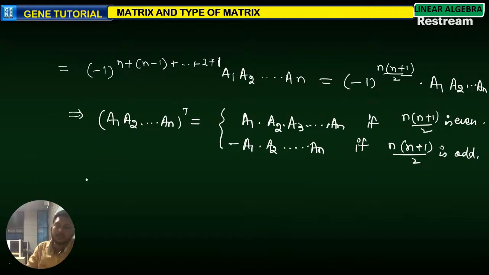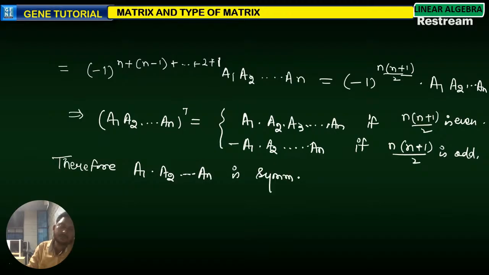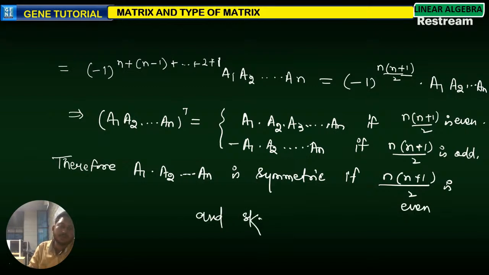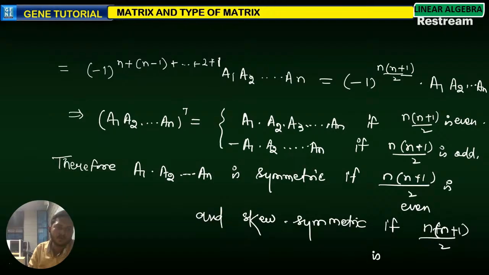So here we see that, therefore, A1 A2 ... An is symmetric if (n+1)/2 is even, and skew symmetric if (n+1)/2 is odd. So these are the two conclusions for this problem. Note that the options stating skew symmetric if (n+1)/2 is even, and symmetric if (n+1)/2 is odd, do not follow. So these two points come from the problem.